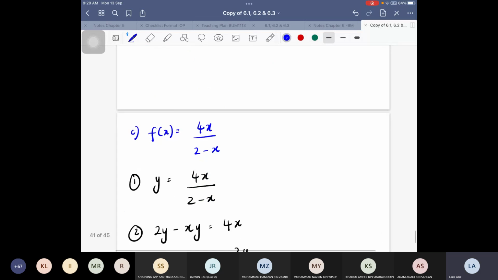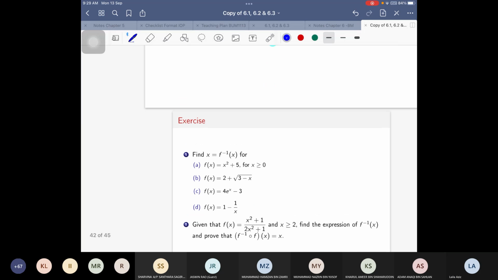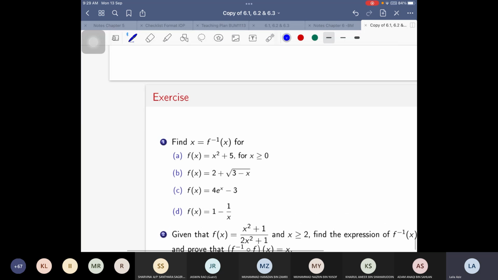Okay, let's try some problems. Okay, I nak you try buat example ni. Okay, I'm going to pick a few. Okay, try buat B dan juga D. So try B and D. So what is going to be the inverse of both of that?